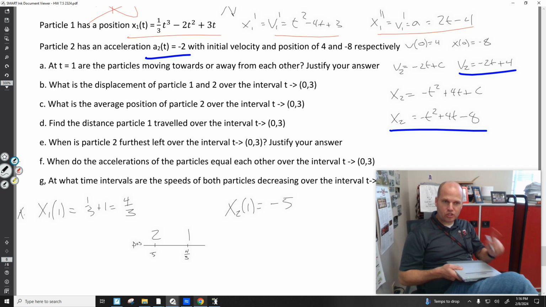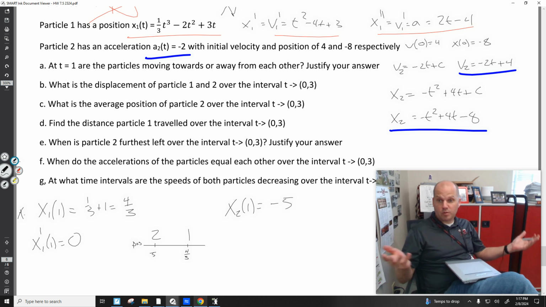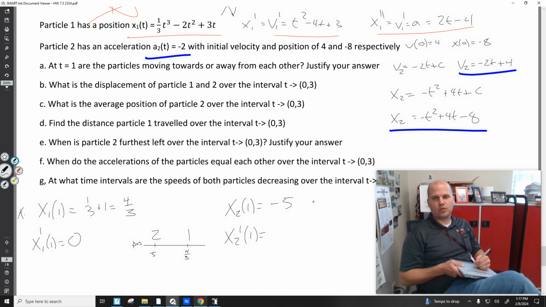How are the positions changing? How are the derivatives of position at 1? How are the velocities at 1? The derivative of position, 1 minus 4 plus 3. Oh, shoot. That's going to be 0. Particle 1's not moving. Okay. If it was moving, great. But it's not. How is the position changing for particle 2 at 1?